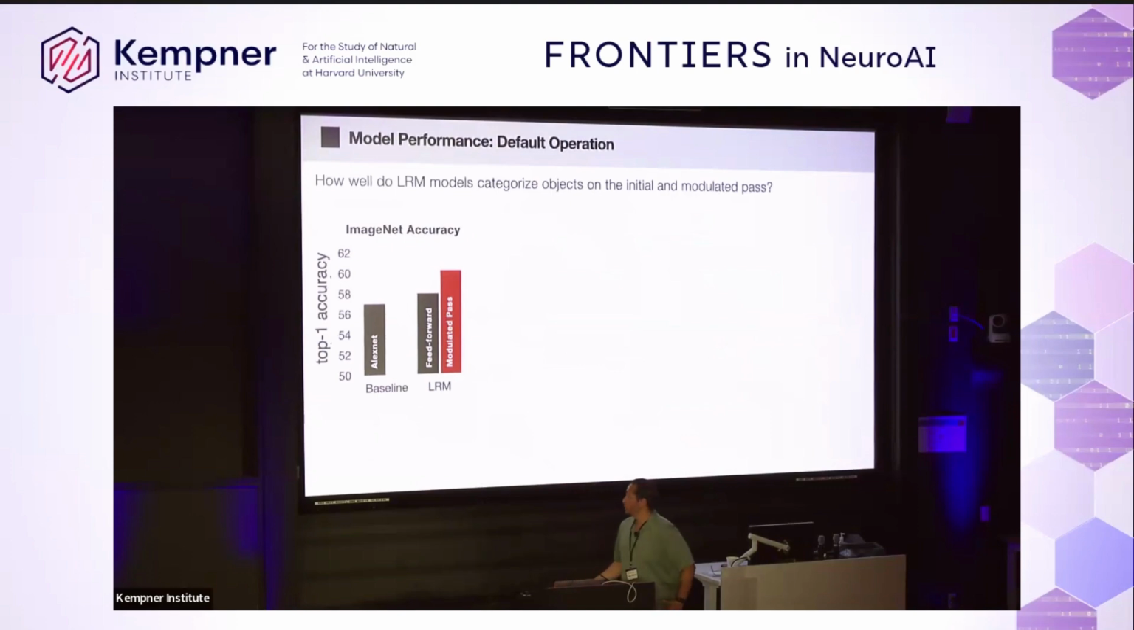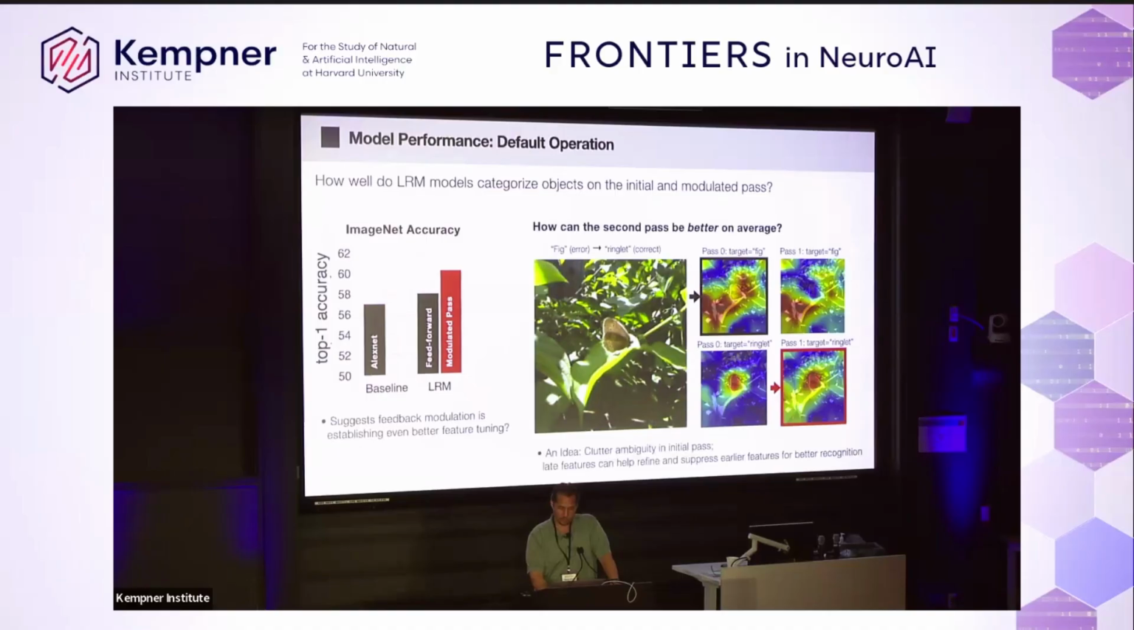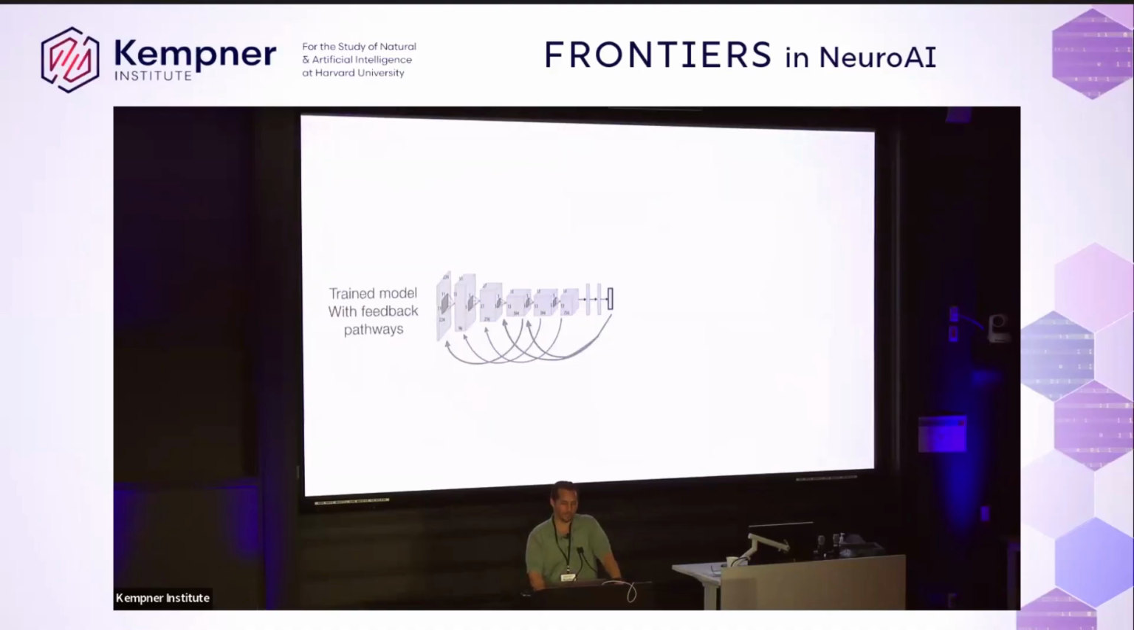And the answer is it does fairly well. AlexNets get like 57% correct on ImageNet classification. The LRM version does just as well. And if anything, it does better on its second pass. So it somehow learned more useful features. In the interest of time, I'm not going to say too much about that. The quality of the representations was fine. It could do the task still.